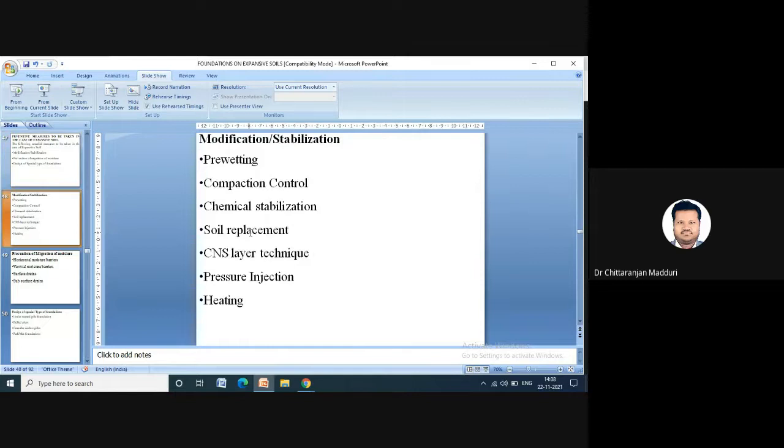I am taking the first one, modification or stabilization of expansive soil. In modification or stabilization, we have the following techniques. The first one is pre-wetting, second is compaction control, third is chemical stabilization, fourth is soil replacement, fifth is CNS layer technique, pressure injection, and heating.